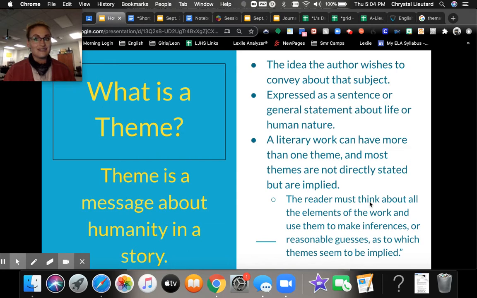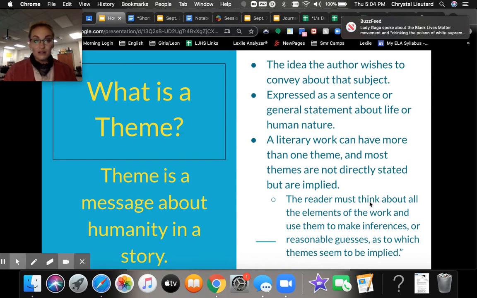Usually we express it as a sentence or a statement about life or just human nature. A literary work can have more than one thematic statement and usually always has several thematic ideas. Sometimes you have to think about all of the parts of a story to really get to the thematic statement. It's inferred. It's really hard to get to the theme unless you fully understand the parts of the story.